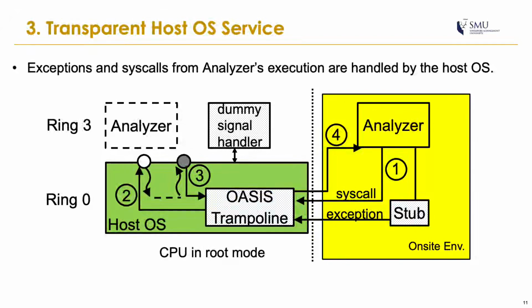The third capability is transparent OS services. The analyzer is initially a host application. When it executes in the on-site environment, we deliver its system calls and exceptions to the host OS to handle. In this way, we relieve the constraints on the analyzer. It can be developed as a normal C or C++ program, which enjoys the OS services and can invoke fancy existing helper libraries.